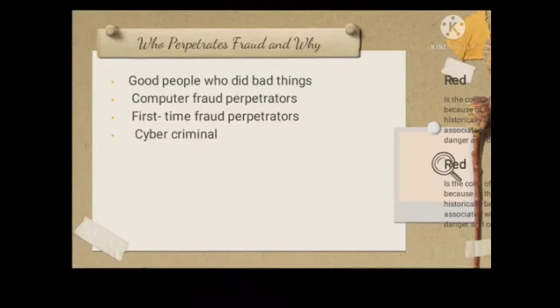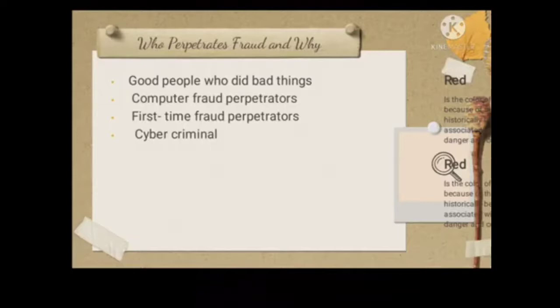So, who perpetrates fraud and why? When researchers compared the psychological and demographic characteristics of white-collar criminals and violent criminals in the public, they found significant differences between violent and white-collar criminals. They found few differences between white-collar criminals and the public. Their conclusion: many fraud perpetrators look just like you and me. So, who perpetrates fraud? They are good people who did bad things.